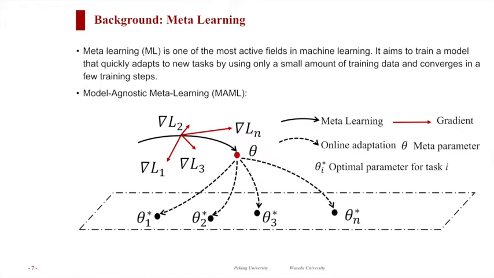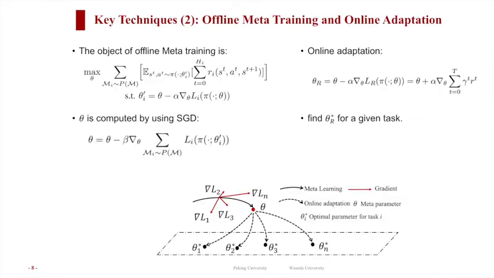In this paper, we introduce meta-learning into self-adaptation. Meta-learning is one of the most active fields in machine learning. It aims to train models that quickly adapt to new tasks by using only a small amount of training data and converge in a few training steps. After designing a set of MDPs, we take them as training data and use meta-reinforcement learning to train a meta policy. This slide shows the mathematical formulation of using meta-reinforcement learning to achieve quick online adaptation.